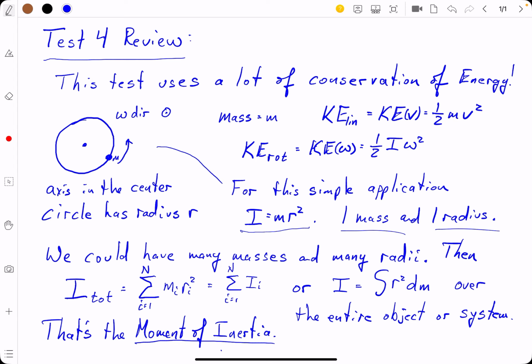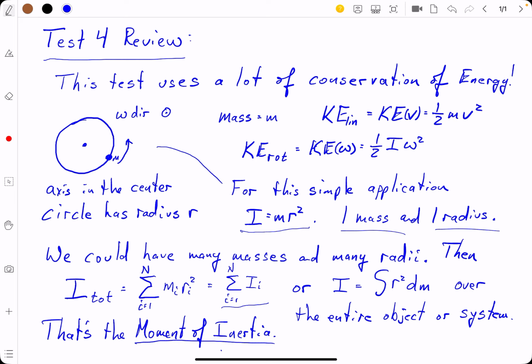Anyway, something is keeping it in that circle. We could have many masses and many radii. Then we would be doing a sum of all the masses, multiplying them times the radius squared, and adding them all up from i equals 1 to n. That would give us a total of all the moments of inertia.